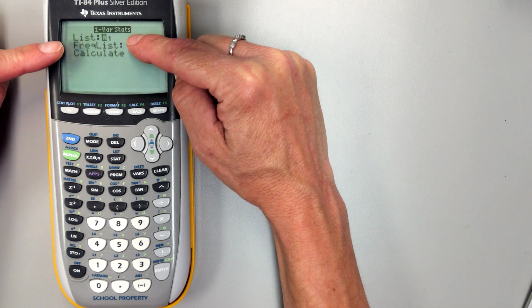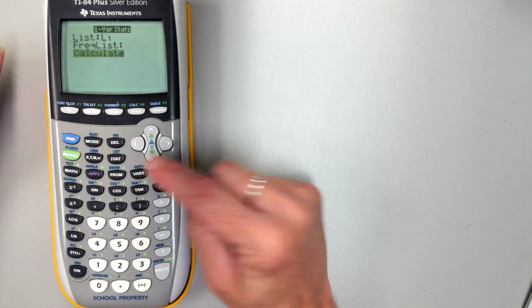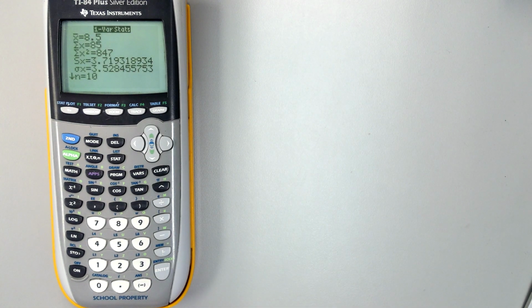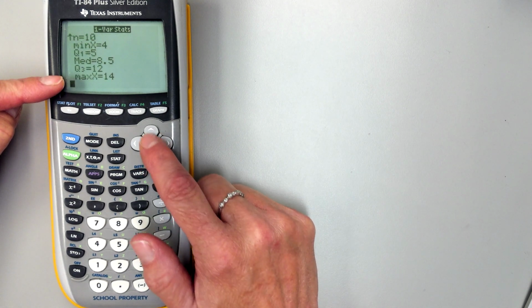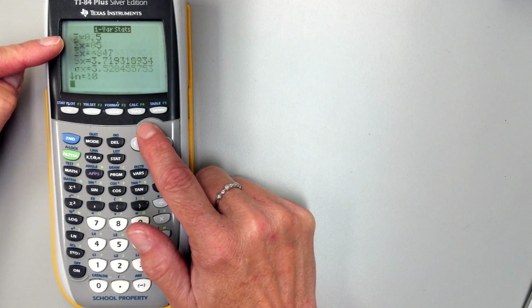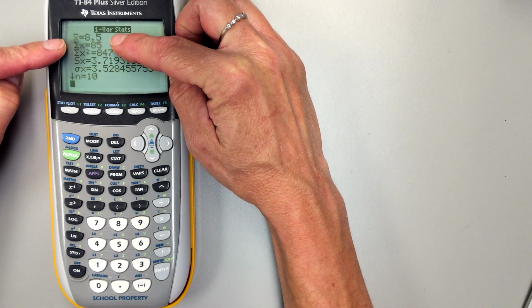So we have to know the name of our list. I want to work with list 1. It's already there. It's default. Skip the frequency list, come down to calculate, hit enter. It's going to give you a ton of information. This little arrow here says that you can scroll down and see more, and this arrow here says that you can scroll back up. So X bar 8.5, that is your mean.